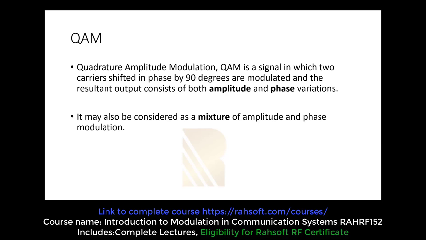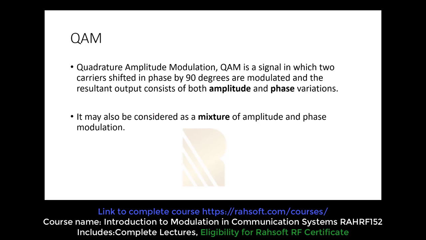We say Quadrature Amplitude Modulation, QAM, is a signal in which two carriers are shifted in phase by 90 degrees. Up to now, there's nothing new, because this is a quadrature modulation. As we talked before, in quadrature modulation, we have cosine and sine, and these two signals have a 90-degree phase shift. Now the second part is important. We say the output consists of both amplitude and phase variations.